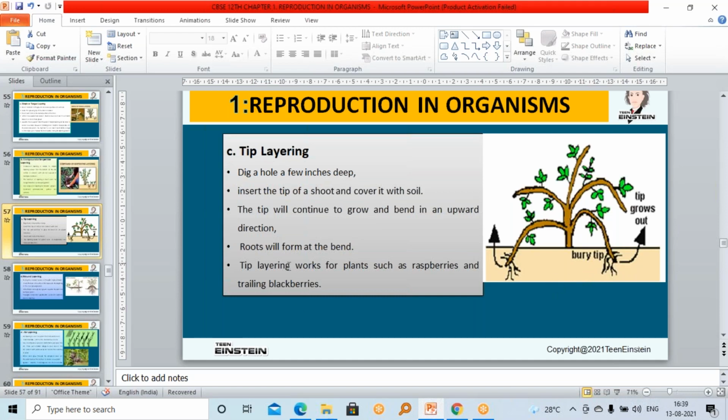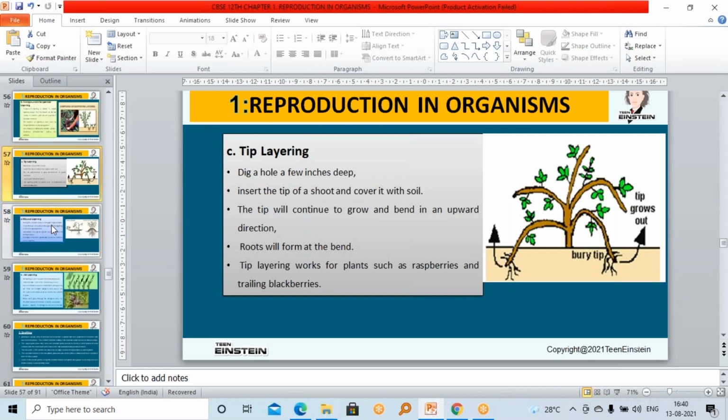Then for which kind of plants are we doing this tip layering? Raspberries and trailing blackberries. For such kind of plants, we are selecting this tip layering. The tip portion is layered. We are inserting the tip in the hole and it is bending upward. Then in that bend, root formation will take place. Clear? That is called tip layering.